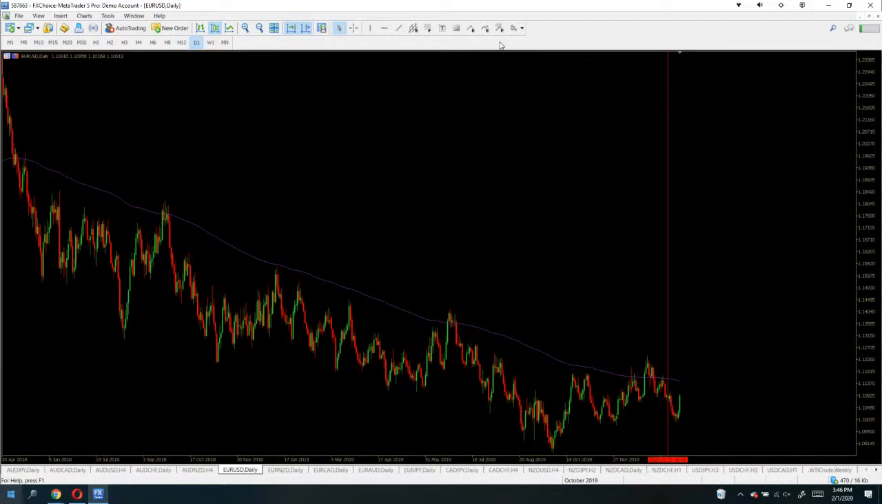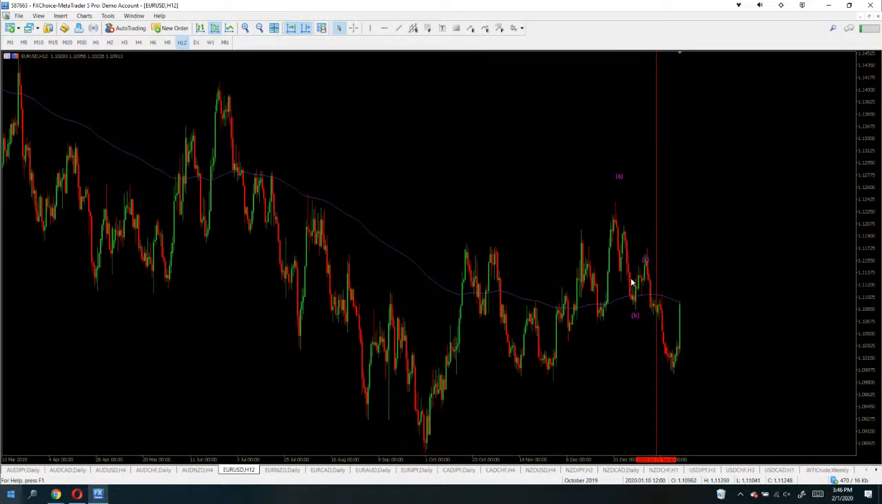This looks like an ABC, right? We got an ABC correction, and now we're going up. So if that's the case, and this thing's really going to keep going, we'll take out this high up here easily. You can see we went right to the 200 EMA on the 12-hour chart and then stopped.